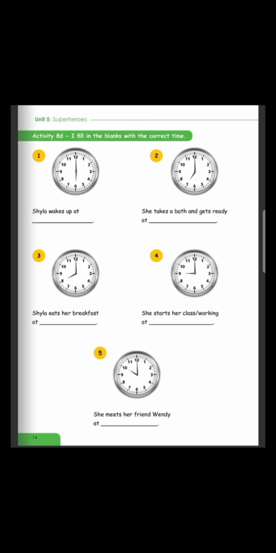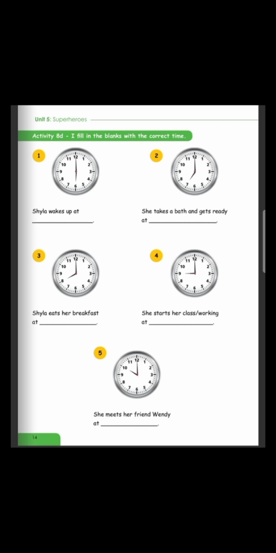Do you still remember how to write o'clock? Let us spell it together. O-C-L-O-C-K, o'clock. Very good. Now we are going to work out activity 8D. I fill in the blanks with the correct time.